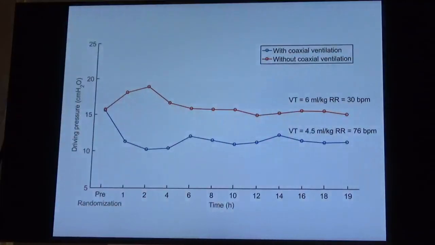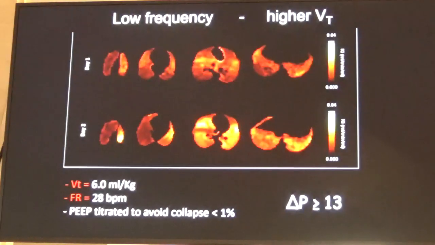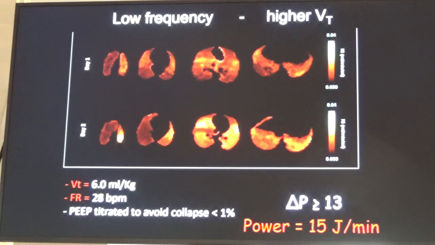So these are the two groups. One group with high driving pressure along the time. Pay attention that this is a 24-hour experiment. And another group with low driving pressure, but a much higher respiratory rate and higher power. What happens? First day, second day. There is increased inflammation in this animal. The driving pressure was high, but power was low. So this animal was not protected.